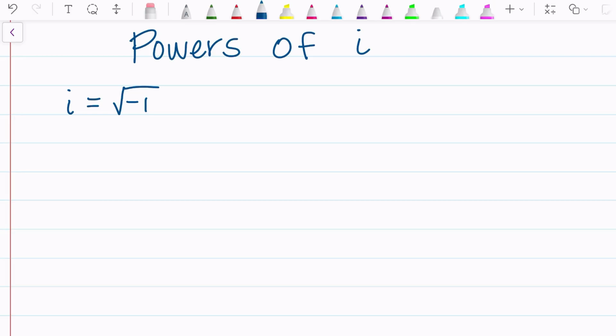Hey guys, in this video, I'm going to go over how to evaluate powers of i. This topic often shows up on the ACT. So i is the square root of -1. That's the value of it. And so I want to talk about what happens if we raise i to a power.